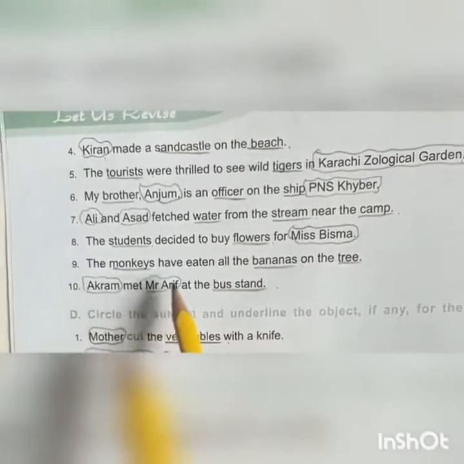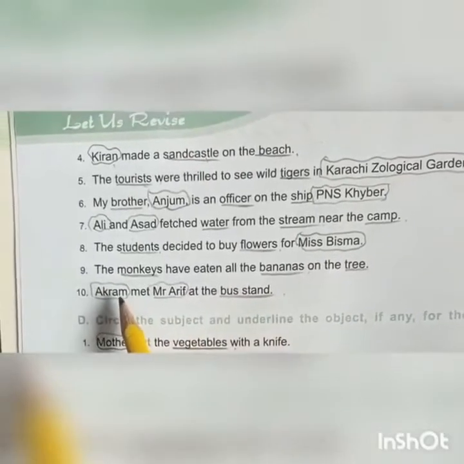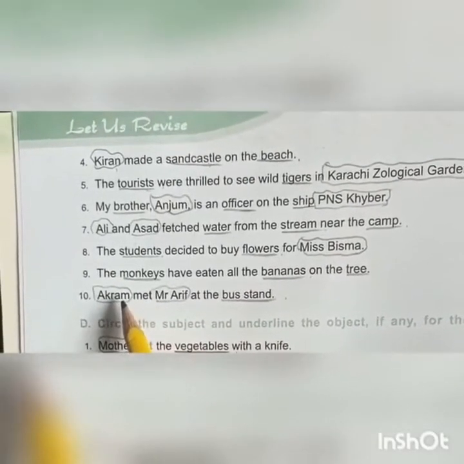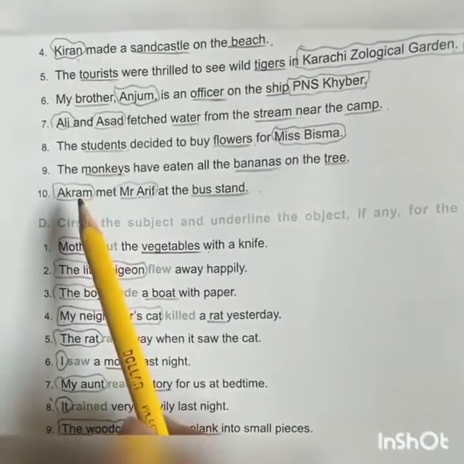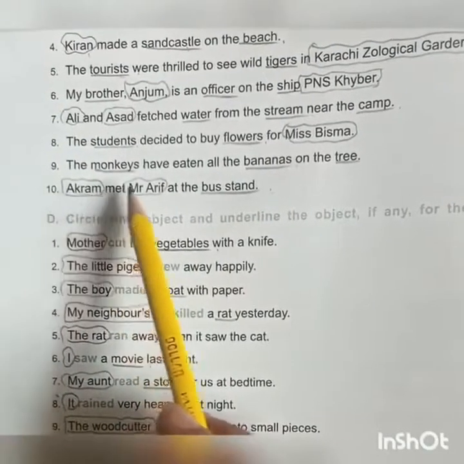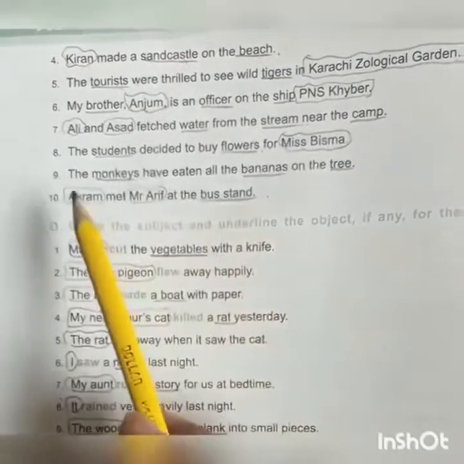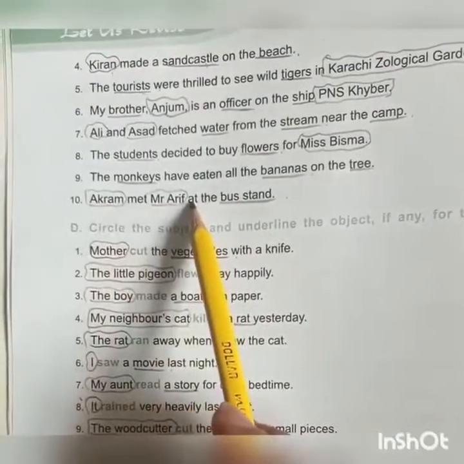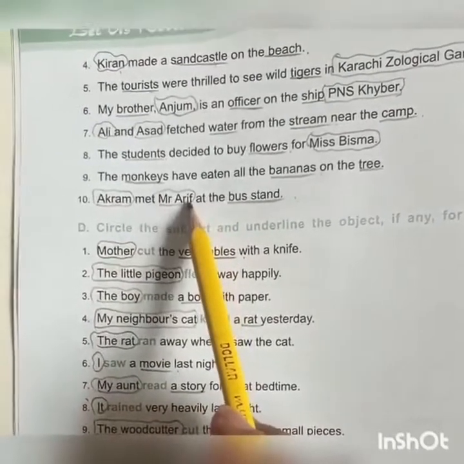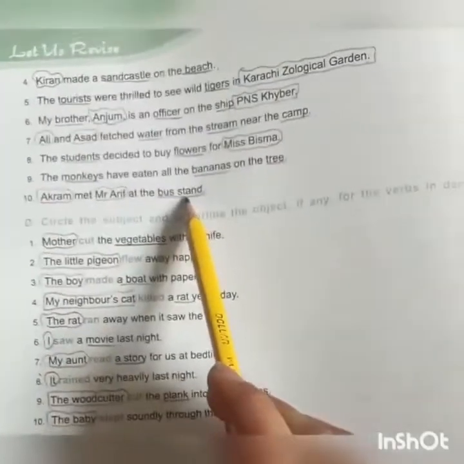Akram met Mr. Arif at the bus stand. Example number 10 is Akram met Mr. Arif at the bus stand. Akram, that is a proper noun. Mr. Arif, the name of a particular person, that is also a proper noun. Bus stand, that is a common noun.